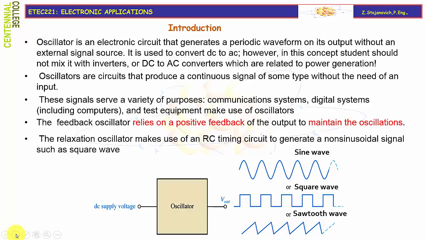These signals serve a variety of purposes: communication systems, digital systems, including computers, and they can be used in test equipment just as well. The feedback oscillator relies on a positive feedback of the output to maintain the oscillations. The relaxation oscillator makes use of an RC timing circuit to generate a non-sinusoidal signal such as a square wave. So generally speaking, an oscillator is a block that requires only a DC supply voltage, and at the output we can have either a sine wave, square wave, or sawtooth wave, as shown.